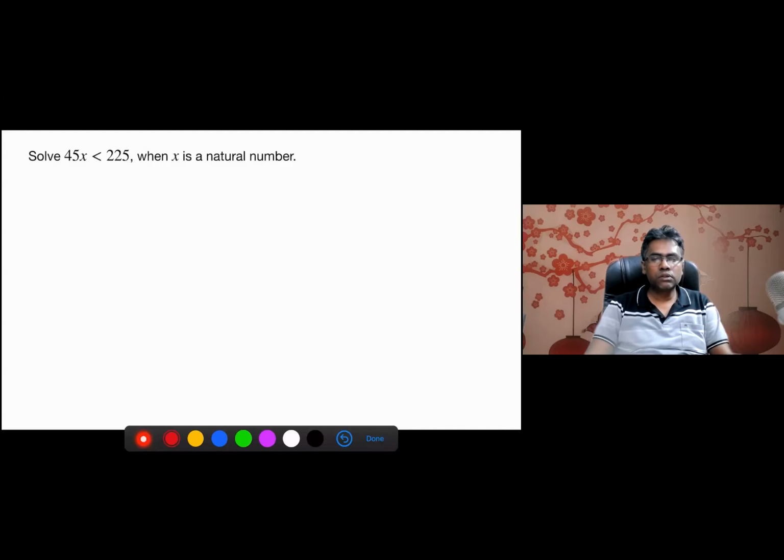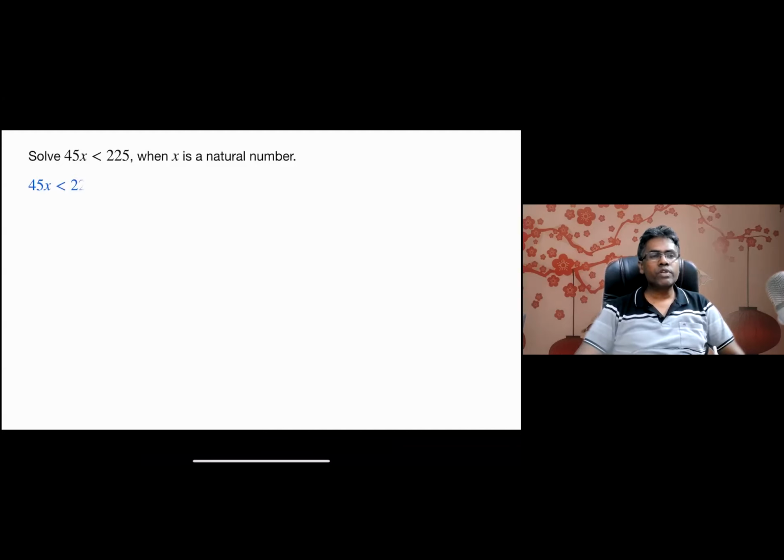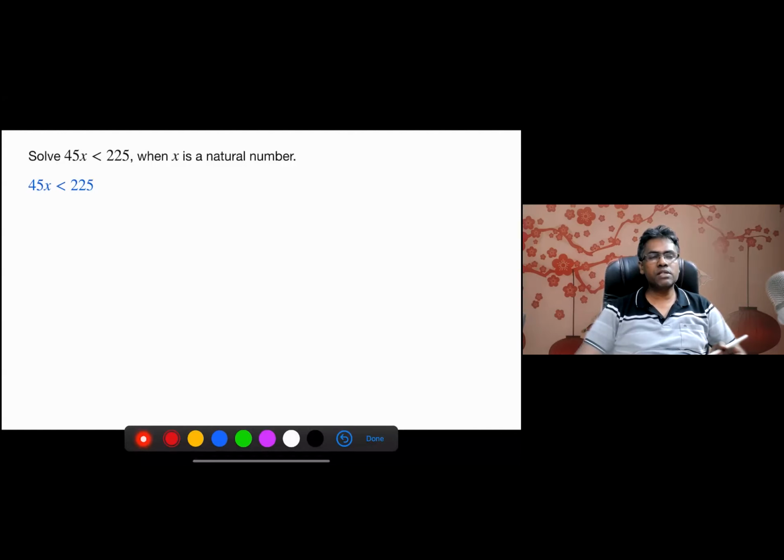It can be either 4, 3, 2, 1, 0. Okay, will 0 be part of the answer? Sorry, no, sorry. It can be 1, 2, 3, or 4. Okay, so 1, 2, 3, 4, because we are saying specifically x is a natural number. Very good. Okay. So here 45x is less than 225.